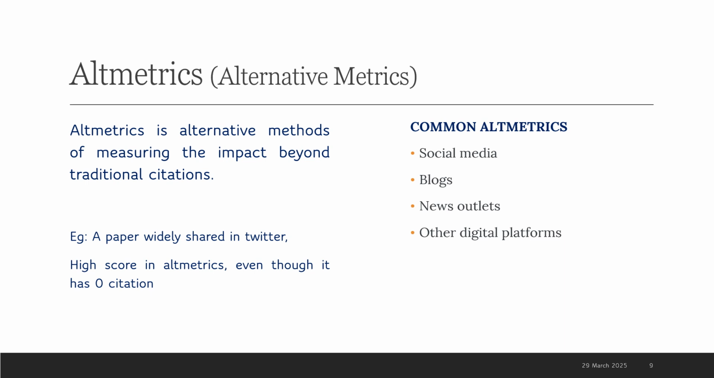For example, if a paper is widely shared on Twitter or discussed in a popular science blog, it would score high in altmetrics even if it has not been formally cited yet. Key altmetric indicators include mentions on social media, tweets, Facebook posts, and LinkedIn discussions, news coverage, discussions on academic research blogs, and downloads and views from platforms like ResearchGate or academia.edu.